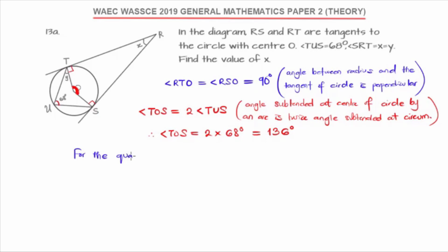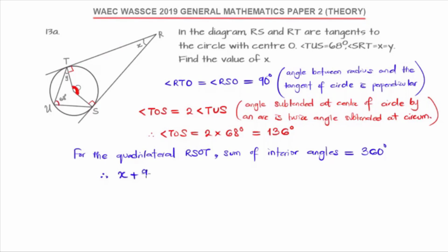So since we have these two parameters already, we can see that for the quadrilateral RSOT, O being the center of the circle, the sum of the interior angles in that quadrilateral will add up to 360 degrees, just like a rectangle with 4 sides. This is a quadrilateral, a polygon also with 4 sides. The sum of that angles is 360, and so all the points marked in blue, if we add them, the sum is going to give us 360 degrees.